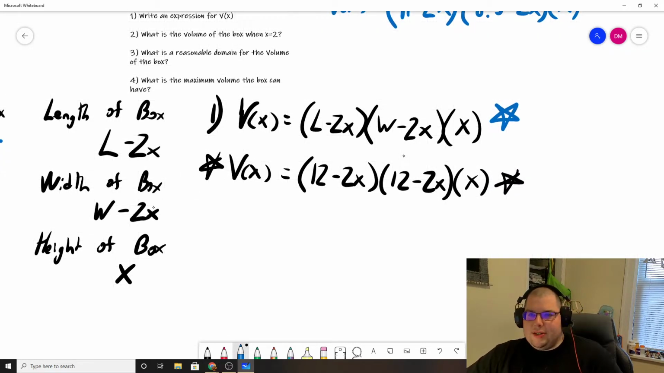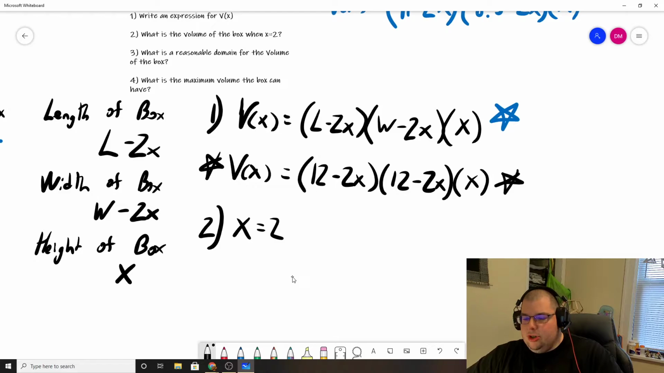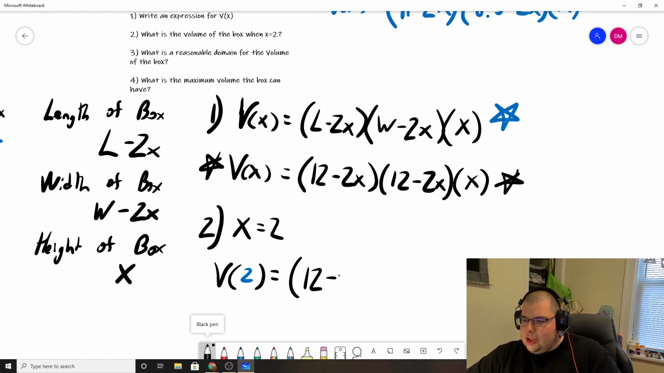Number 2 asks us, what is the volume of the box? I don't want blue anymore. I want to switch back to black, to kind of color code things in terms of our problem. So number 2 is, what is the volume of the box when x equals 2? So that means if x equals 2, I want to find v of 2. And so that means everywhere in my formula, in my expression, that there was an x, I'm going to replace it with the number 2.